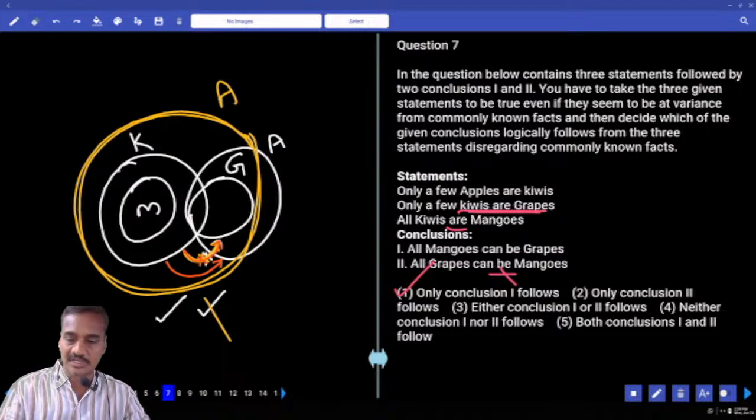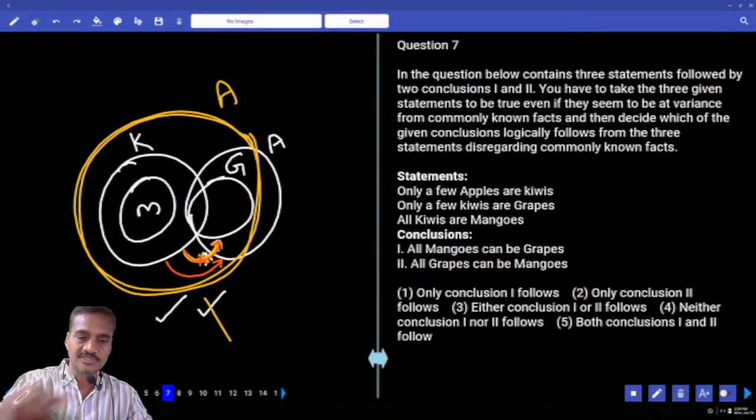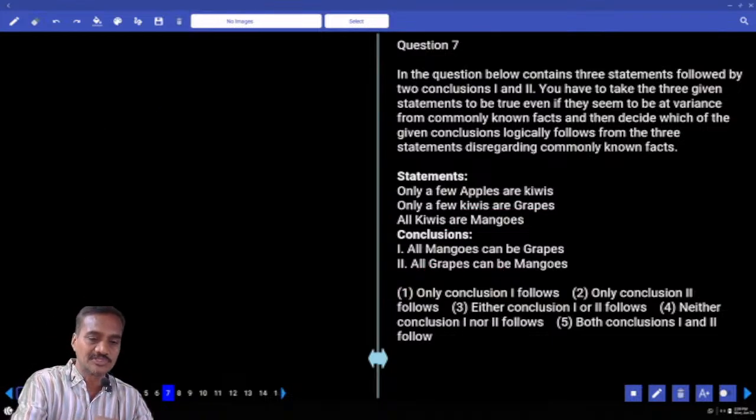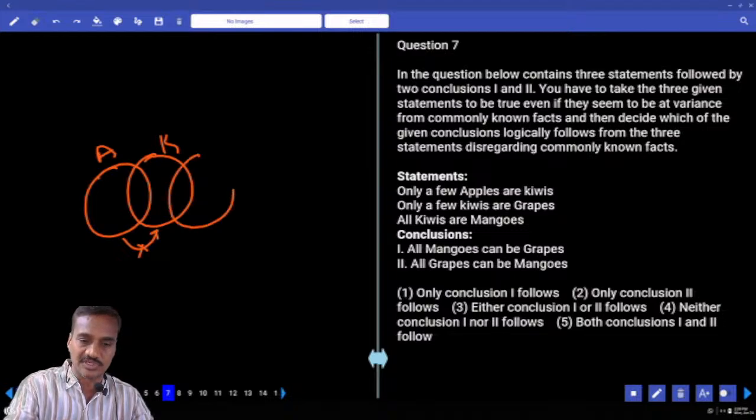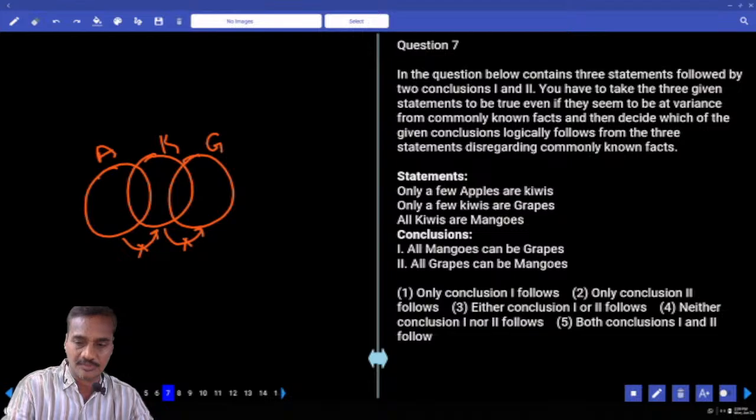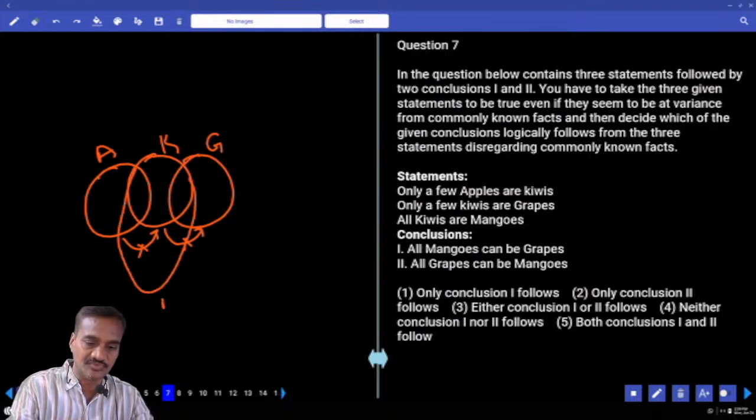Then sixth one. Then coming to question number 7. Now in this seventh one, only a few apples are kiwis. Only some of the apples are kiwis, but not all. All these apples cannot be part of kiwi. And only a few kiwis are grapes. Only some kiwis are grapes, but not all. And all these kiwis are mangoes. This entire kiwi is a part of mango.